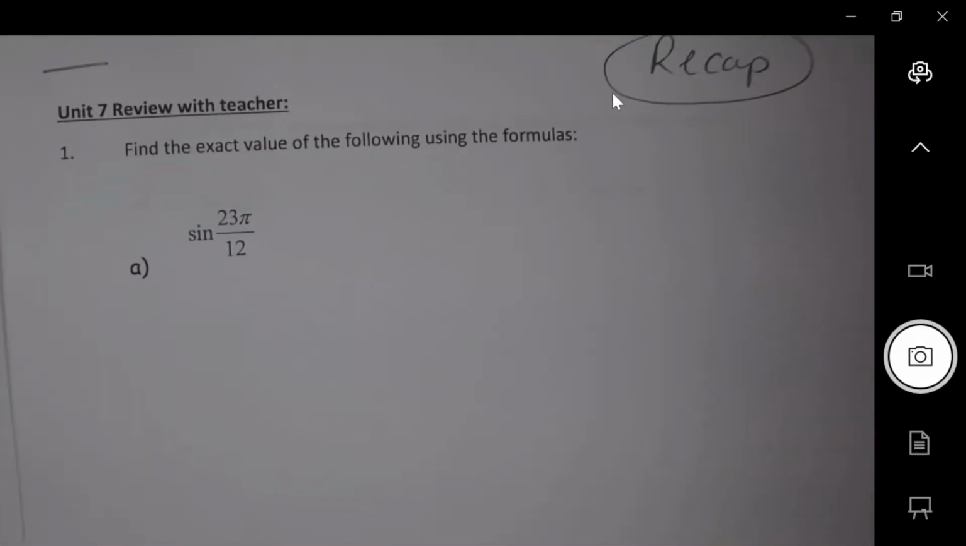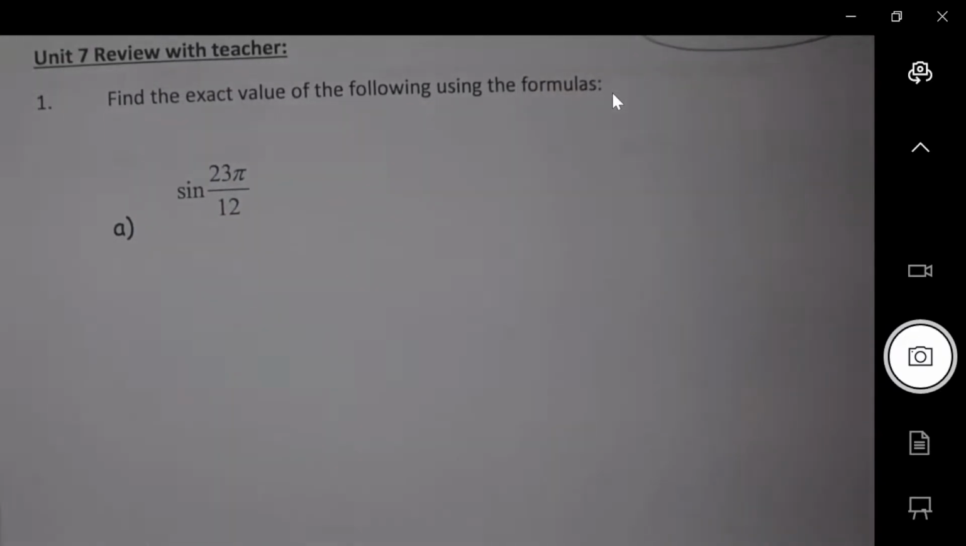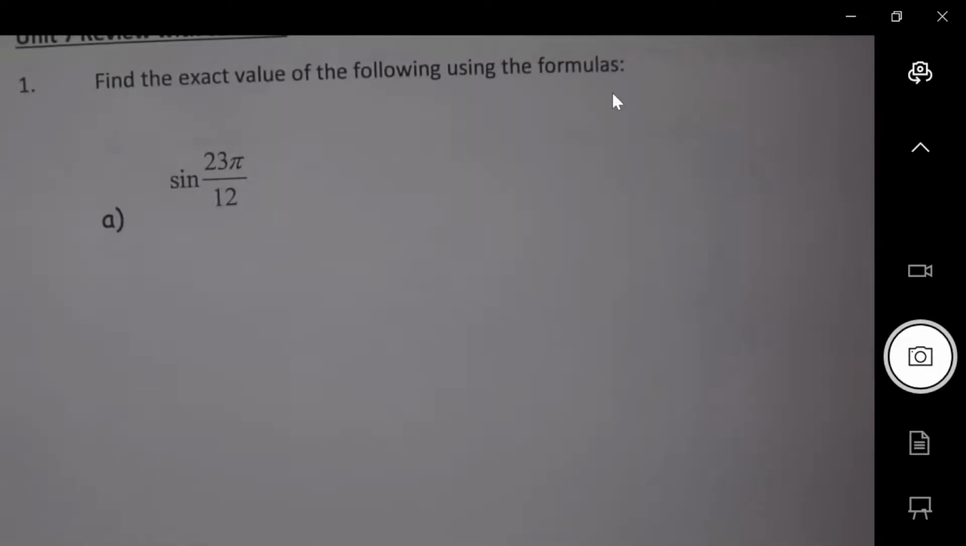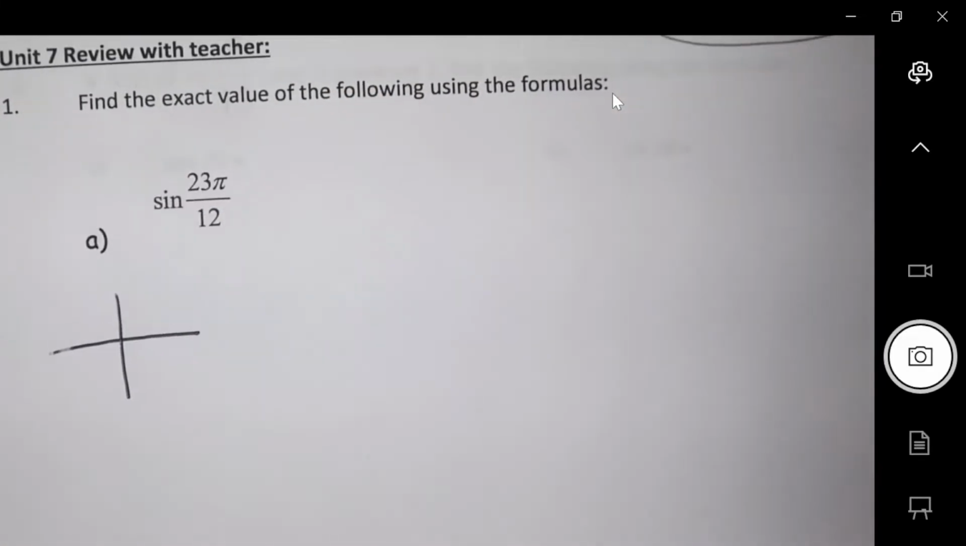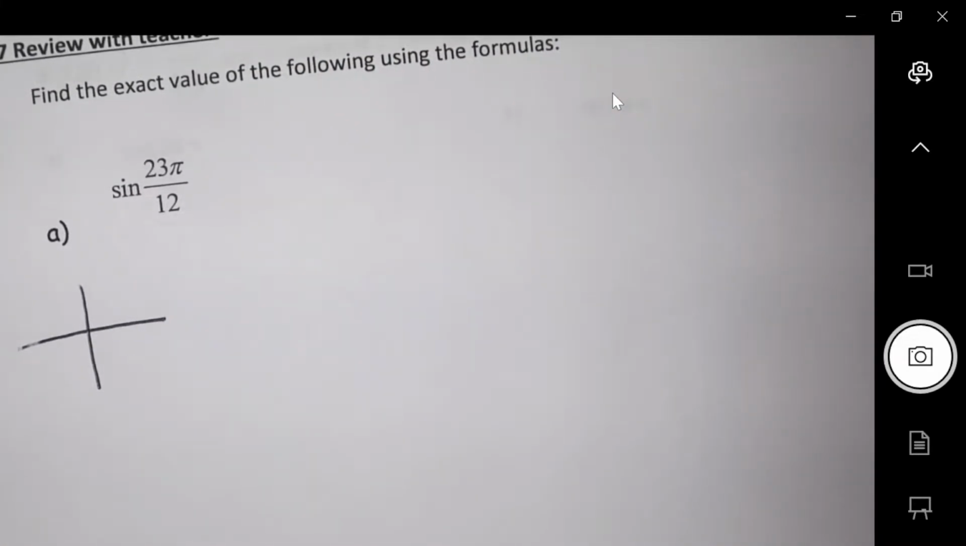Okay, number 1A. 23 pi over 12. Why don't we actually just practice drawing it first? Where would you locate that angle? 23 pi over 12.